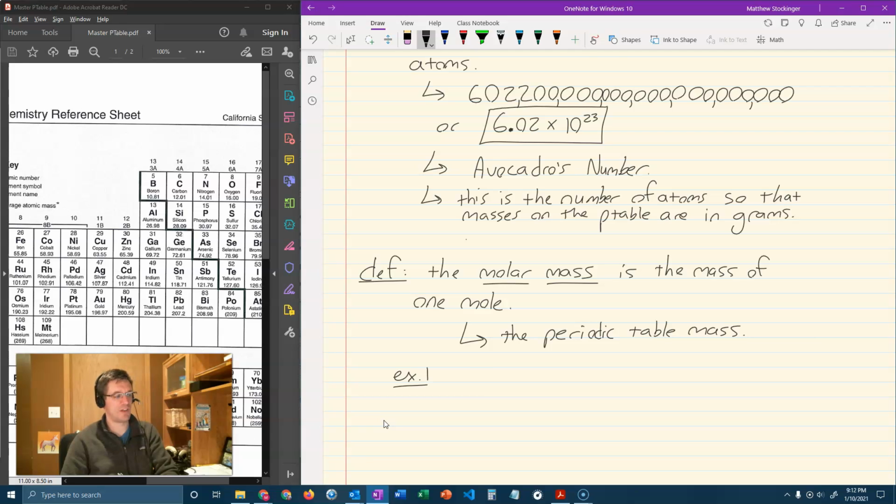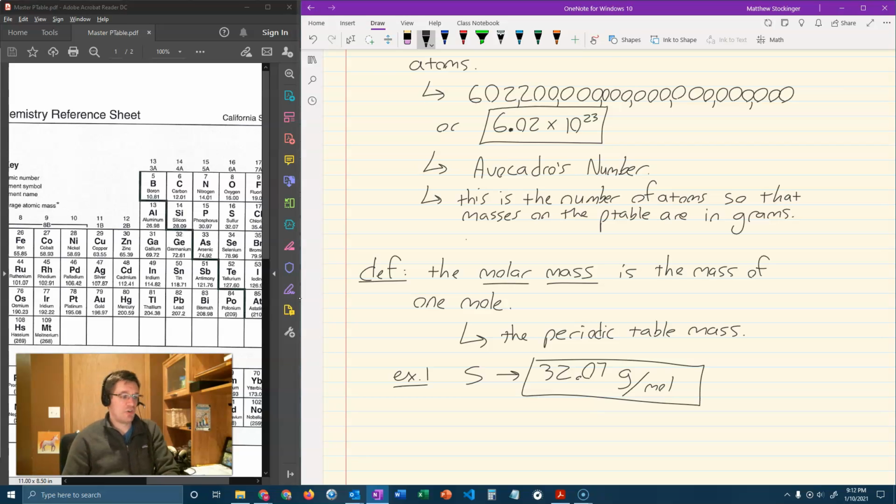So example 1, sulfur. I can look over here in the corner, and it's 32.07 grams per mole. I know that if I have 32.07 grams of sulfur, that's 1 mole of sulfur.